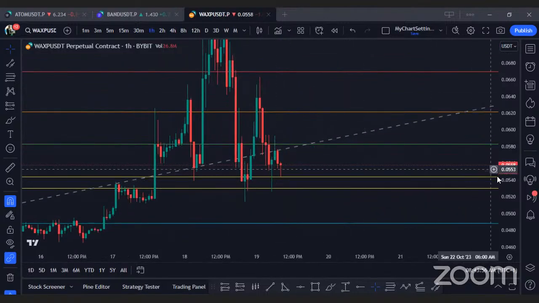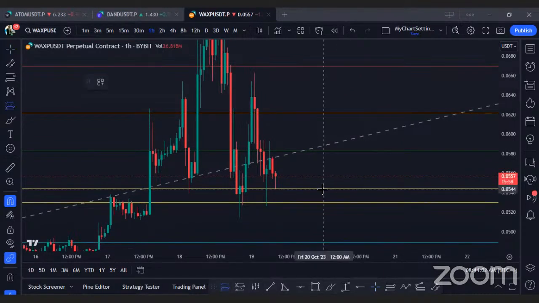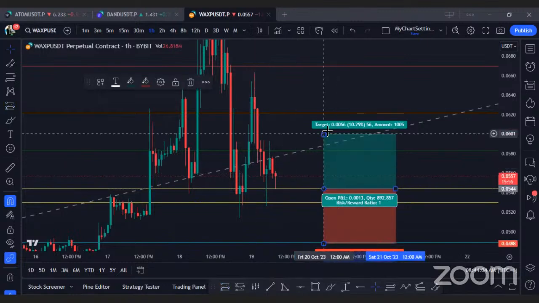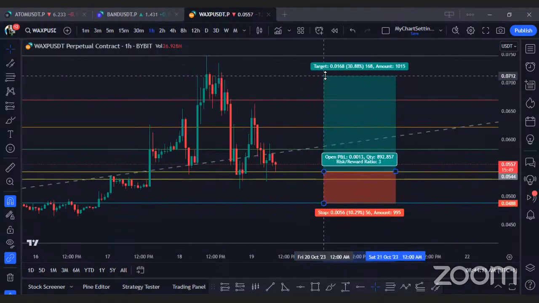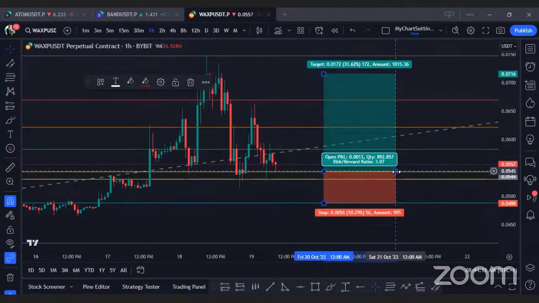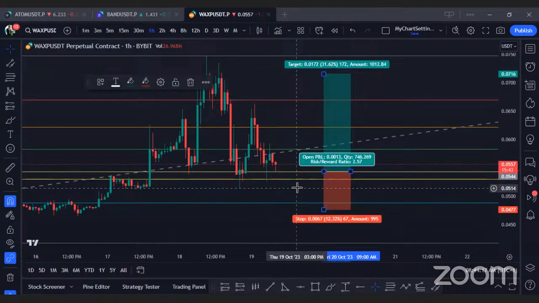Okay, so I'm looking for a long trade here. If you want to trade this token, you can enter long here, right? You can enter long there, and target that previous high. And I put my stop loss slightly below this area.